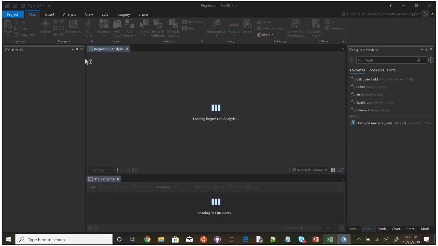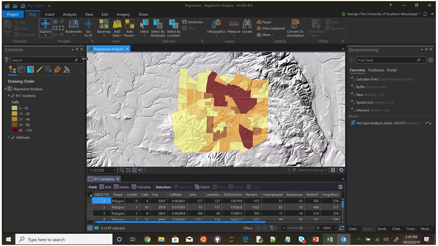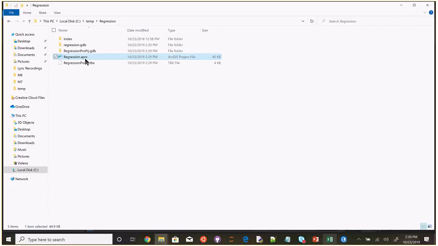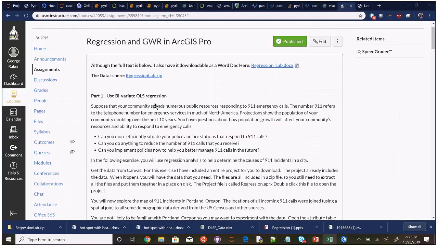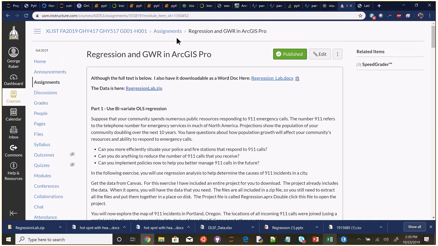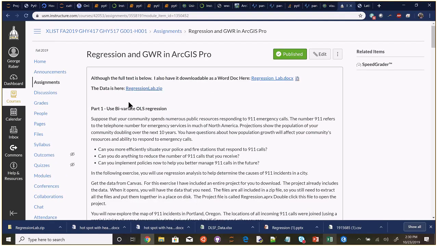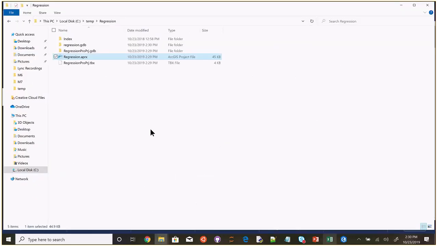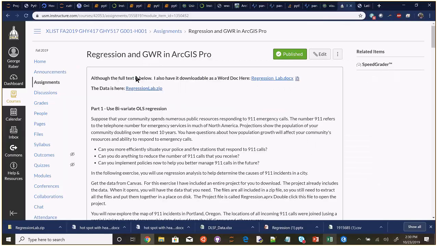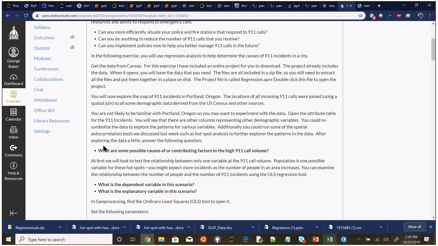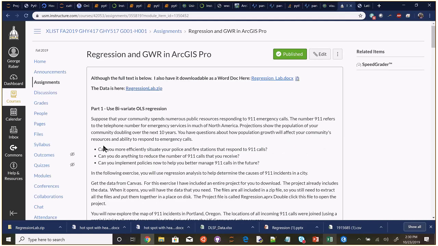This is week 8, isn't it? Past week 8. Yeah, lab 8. Yep, it's under the regression in GWR in ArcGIS Pro. This class I don't always use the week number, but yeah, this is the 8th lab, I think.